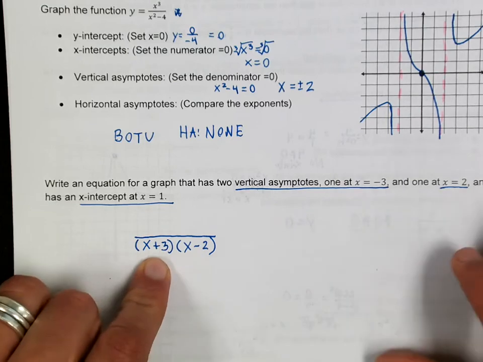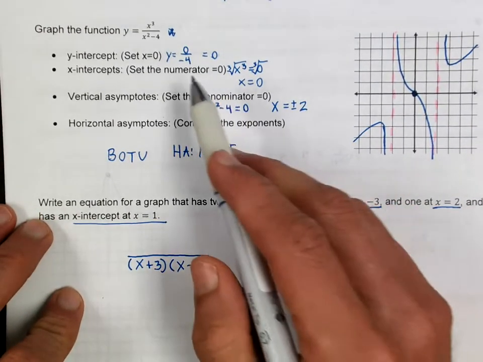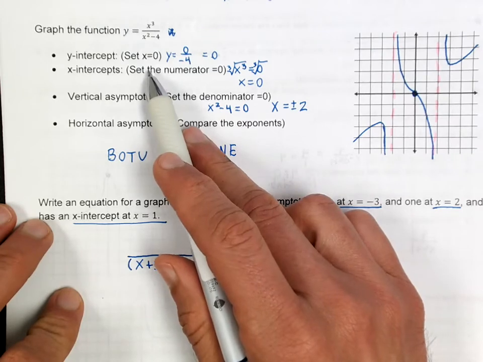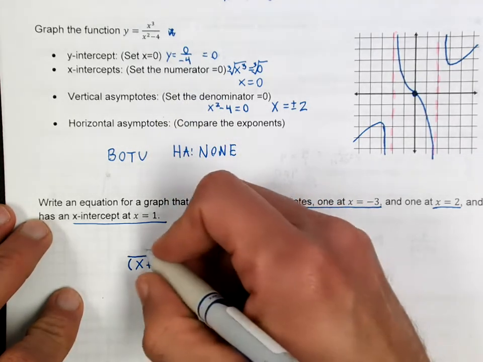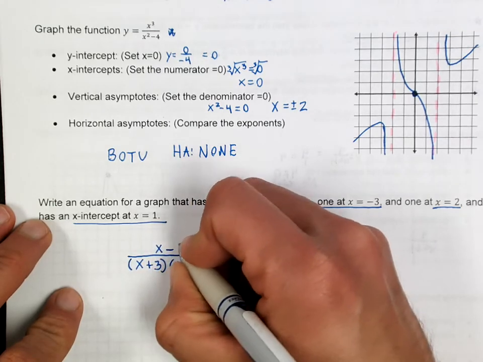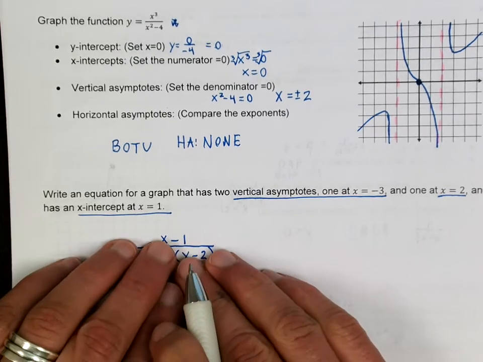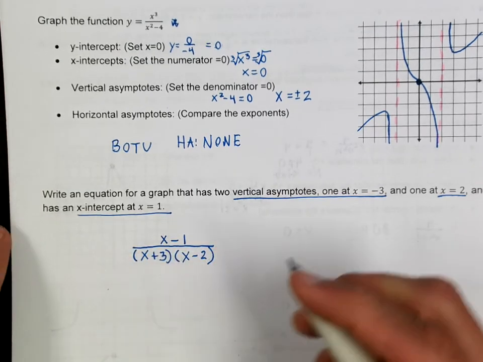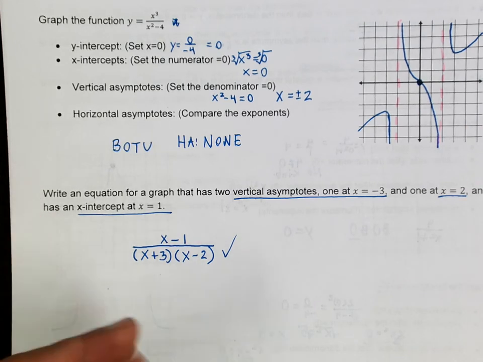And then finally it has an x-intercept that x is equal to 1. Now remember, where did the x-intercept come from? You set the numerator equal to 0. So if I set the numerator equal to 0, that must have meant that I would have some equation that looks like this. x minus 1, if I set that equal to 0, I would get x is equal to 1. So this is one way that you can write the equation for a graph of a rational function.